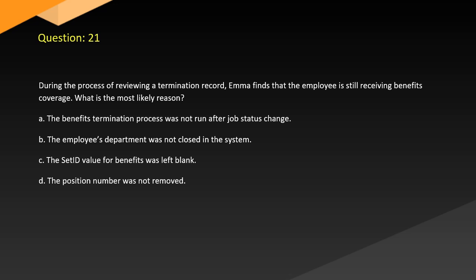Question 21. During the process of reviewing a termination record, Emma finds that the employee is still receiving benefits coverage. What is the most likely reason? A. The benefits termination process was not run after job status change. B. The employee's department was not closed in the system. C. The setID value for benefits was left blank. D. The position number was not removed.